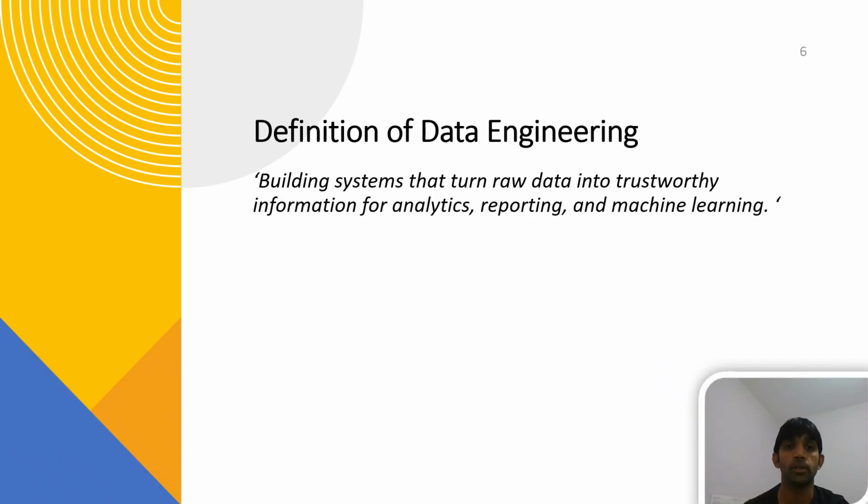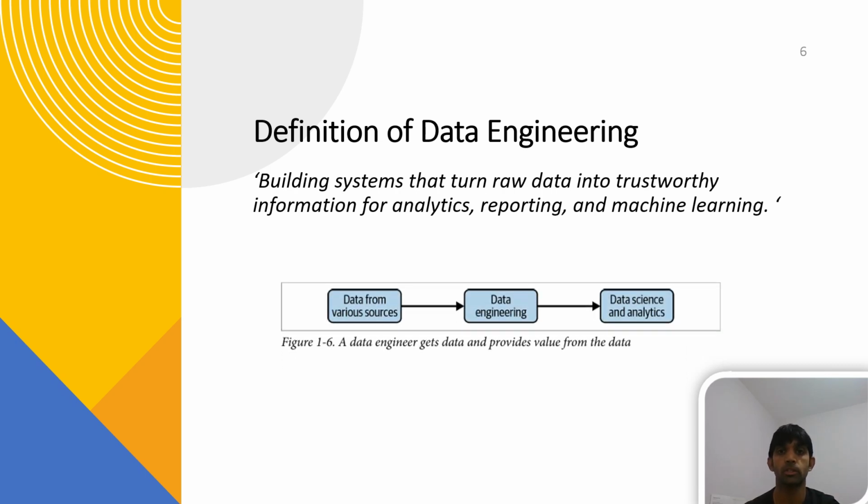So what is the definition? A simple definition is building systems that turn raw data into trustworthy information for analytics, reporting, and machine learning. So notice that the focus is not technology, the focus is trustworthy information. A successful data engineer ensures that the right data reaches the right people at the right time. So that's where your focus must be.